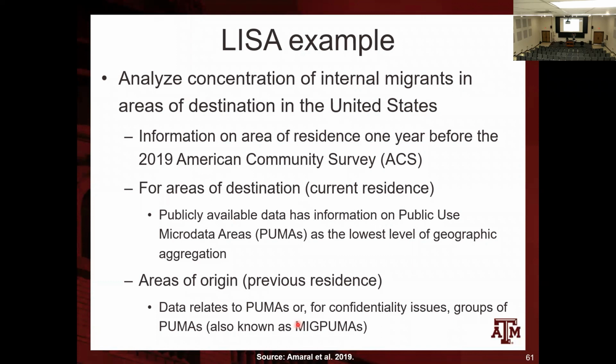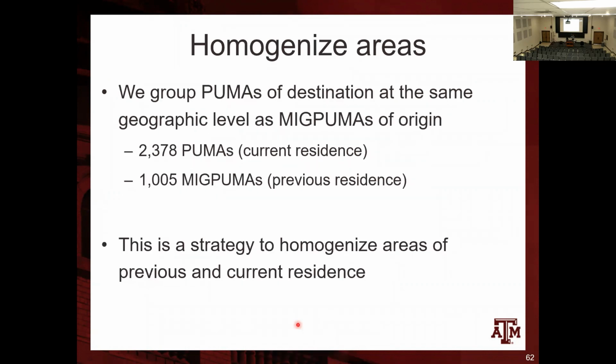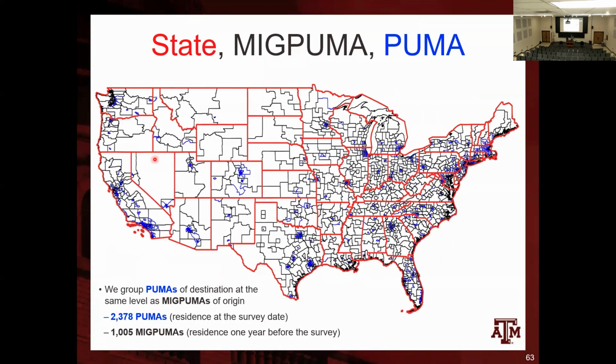And then I compare to see if people moved from one place to the other. So I'm dividing the US in 1,005 areas, which are my MIG PUMAs, right? So we group PUMAs of destination at the same geographic level as the origin. So instead of dividing the country in almost 2,400 areas, we divided a little more than 1,000 areas. This is a strategy to homogenize areas of previous and current residents.